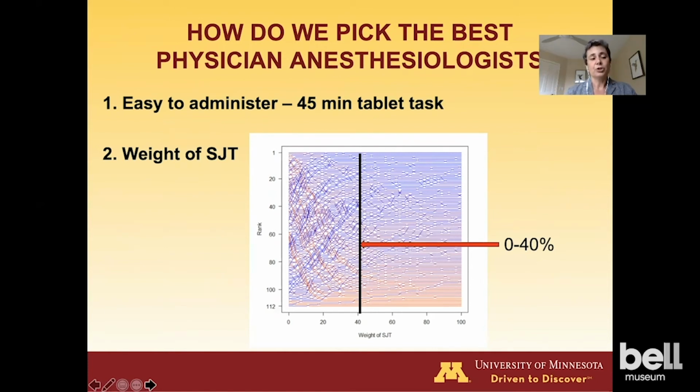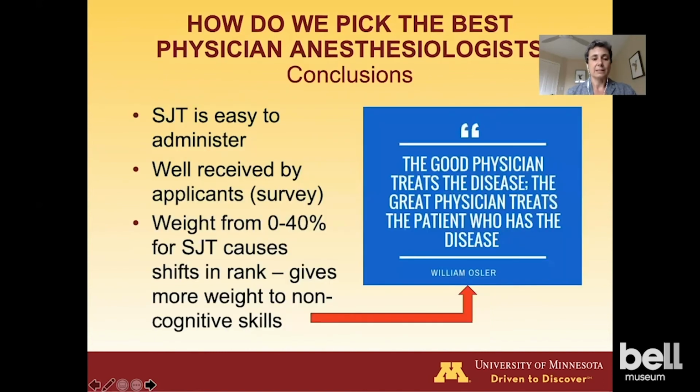If the situational judgment test was weighted more than 40%, it became the dominant factor in the determination of where the resident would be ranked. So we believe that the weight should be somewhere in between the 0 to 40, depending on how much importance we want to give to the non-cognitive skill sets of a resident.